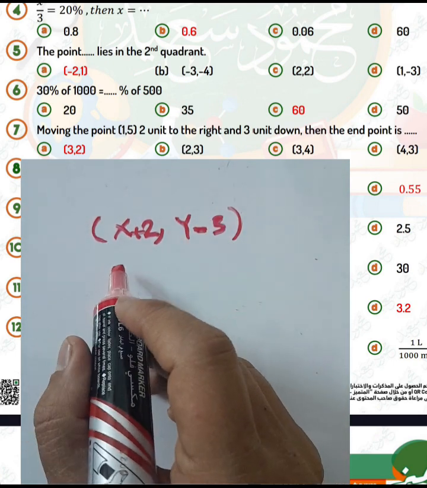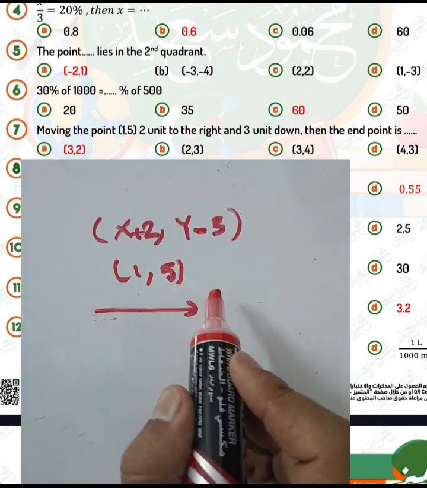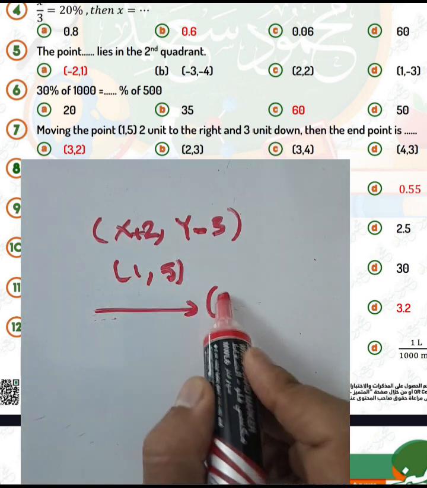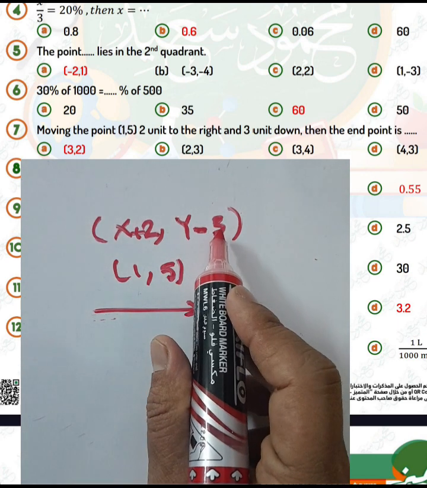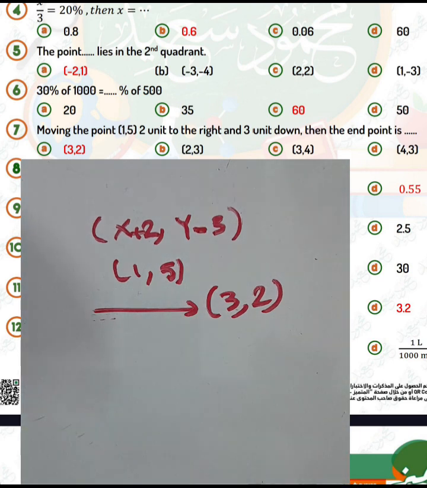So we have the point (1, 5). We can find the image by moving 2 units to the right: 2 plus 1 equals 3, and 3 units down: 5 minus 3 equals 2. Then the point will be (3, 2).